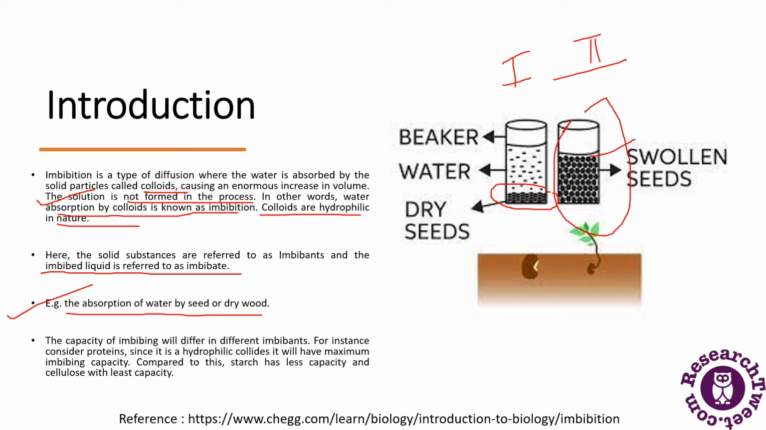For instance, consider proteins. Since they are hydrophilic colloids, they will have maximum imbibing capacity, and compared to this, starch has less capacity and cellulose will have the least capacity. So this was about the process, and this was the experiment which was done on the process of imbibition to understand it better.